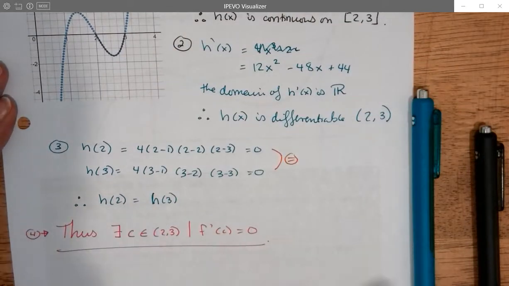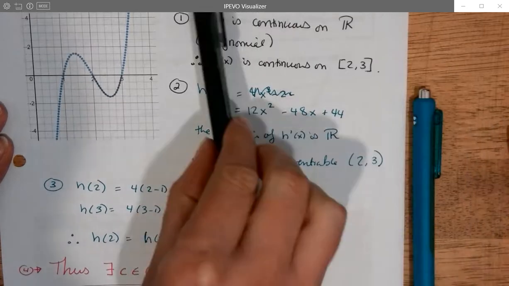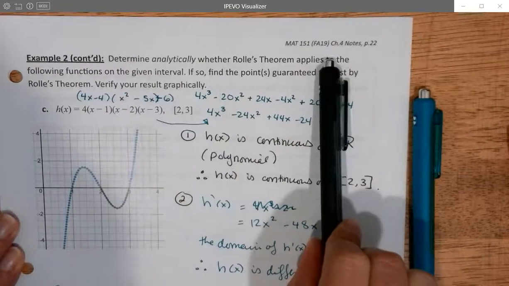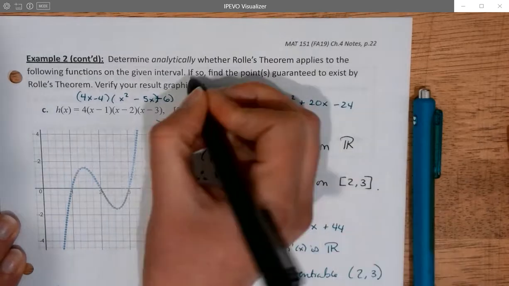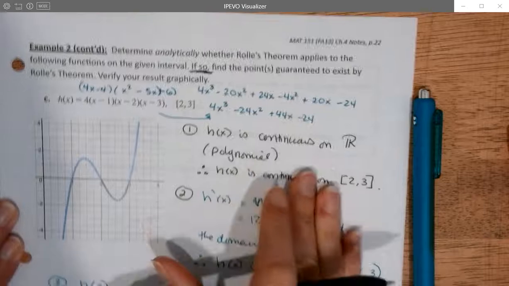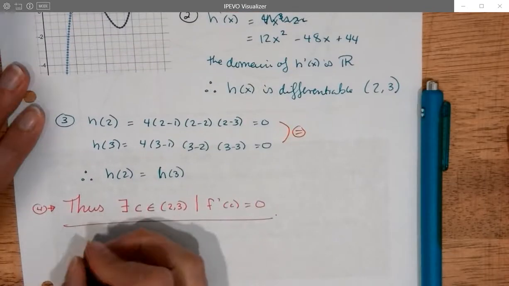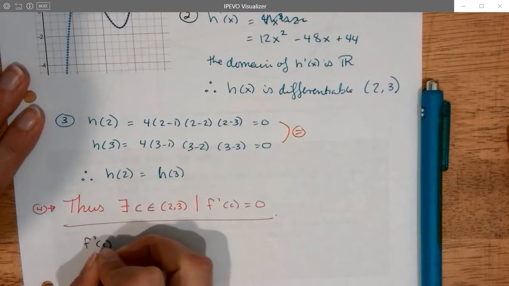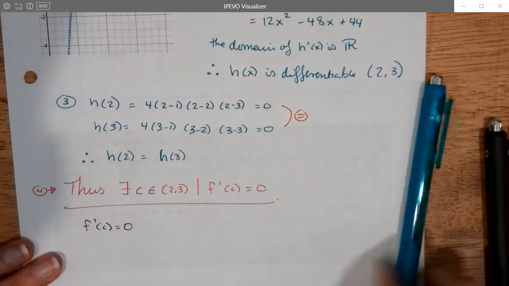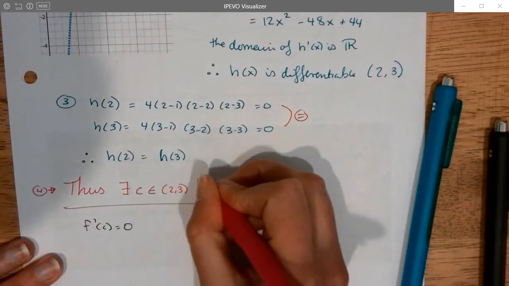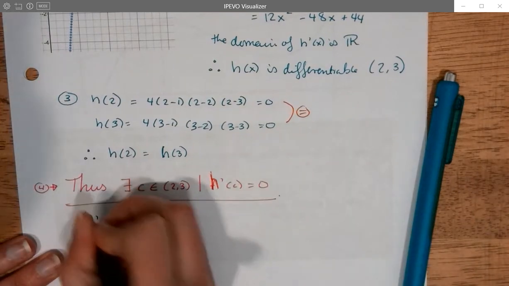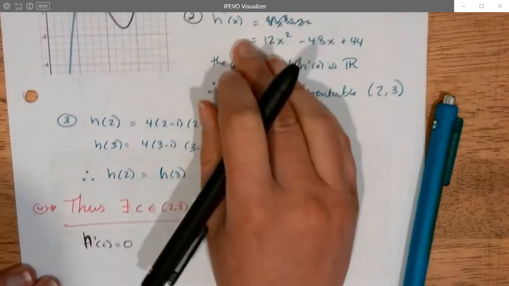Now, what we were asked to do was first determine analytically whether or not Rolle's theorem applies. We've done that. It does apply. Now we're at the if so part. If so, find the points guaranteed to exist. Verify the results graphically. So now I take f prime of c, set it equal to 0, and solve it. It's not f, it's h. Sorry, h prime right here as well. This is h. All right, so h prime, I've already found it up here.